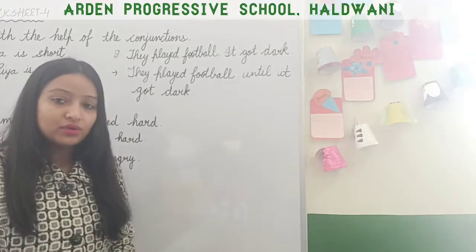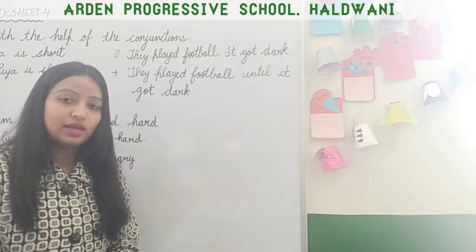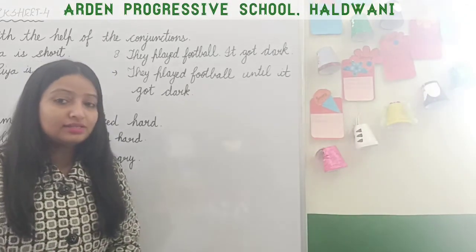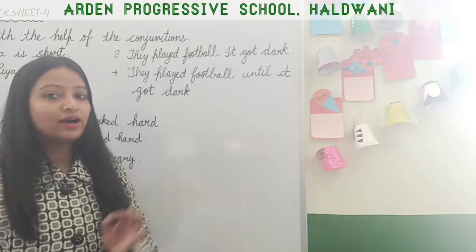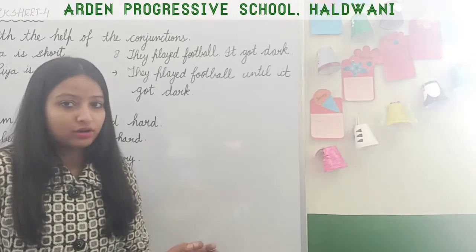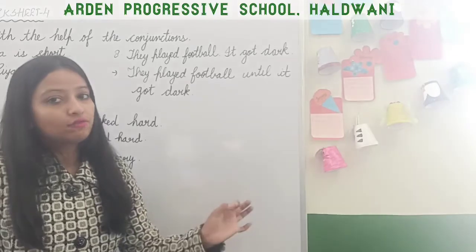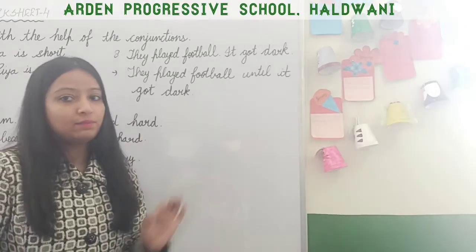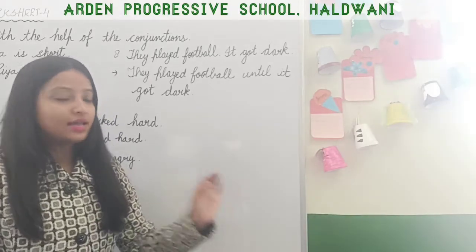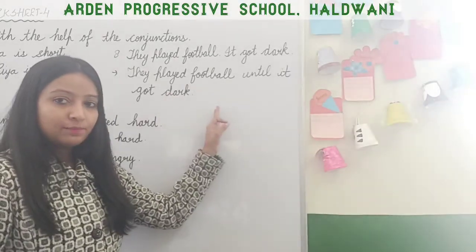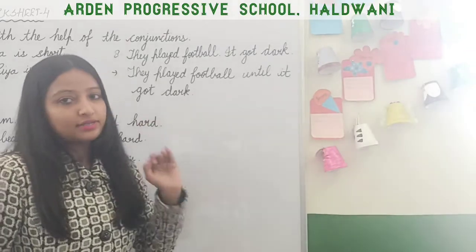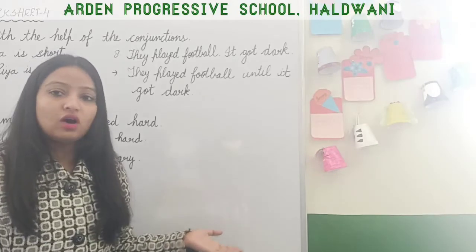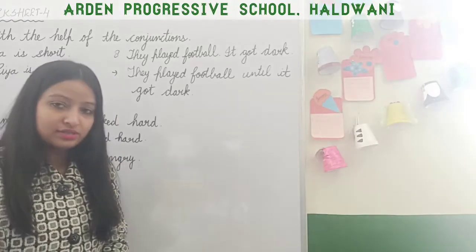So don't get confused between until and unless. Until means up to the particular time, and unless means except if, and the other meaning of unless is if not. So they played football till the time it got dark. अब तक जब तक dark नहीं हुआ. And we don't know when it got dark. I hope this much is clear to you.